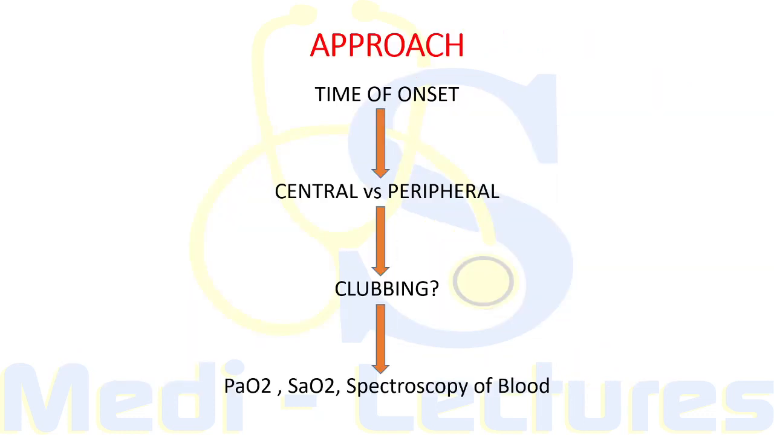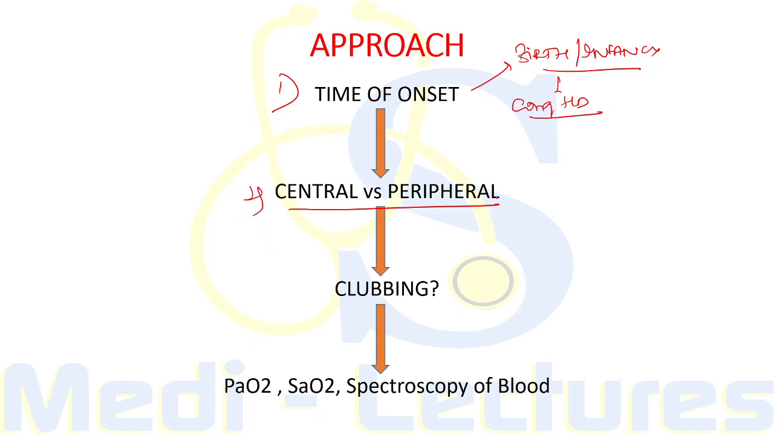Now finally coming on to the most important slide, that is approach to a patient of cyanosis. So certain features are important in assessing the cause of cyanosis. The first is time of onset. Now if the cyanosis is present since birth or infancy, this is usually due to congenital heart diseases. Now, second point is whether the cyanosis is central versus peripheral.